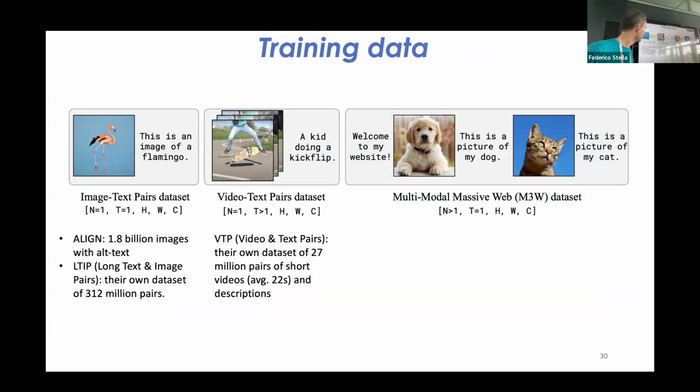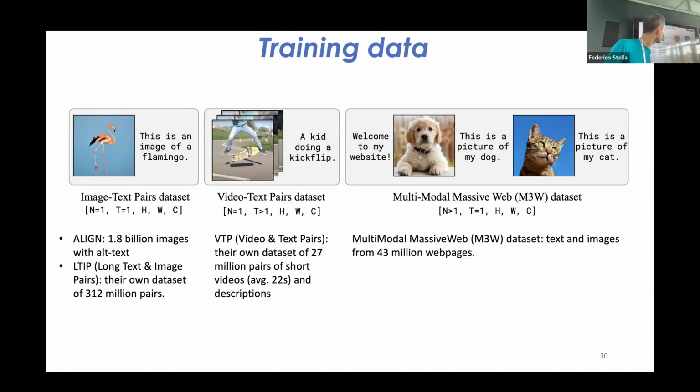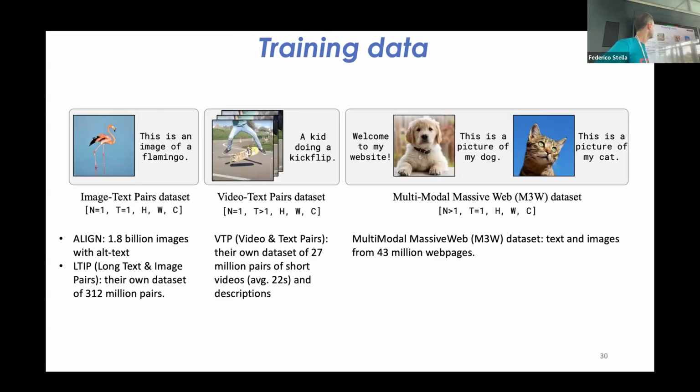Then I have the same thing for video, VTP, 27 million pairs of short videos with an average length of 22 seconds with descriptions. And finally, this multimodal massive web dataset, which is probably the most important part of their training data, because it's from 43 million web pages. It doesn't say how many images or text, but I remember seeing a diagram of the impact of this. Oh yeah, I have it in the evaluation study. So the impact of this data set is the biggest in the training. They tried training it only with this, only with this, only with that, or with any combination of two of them. This was always the one that has the biggest impact in the training.